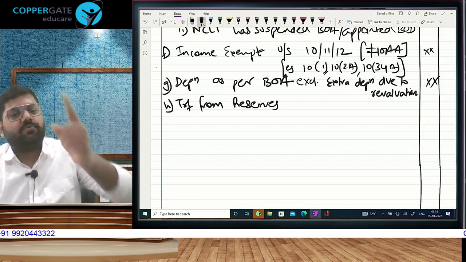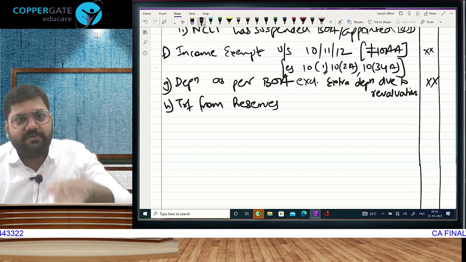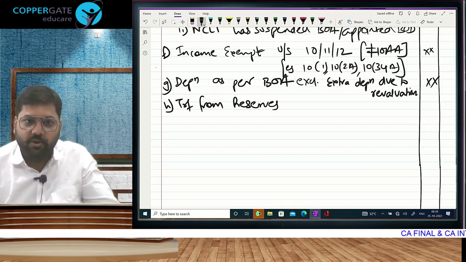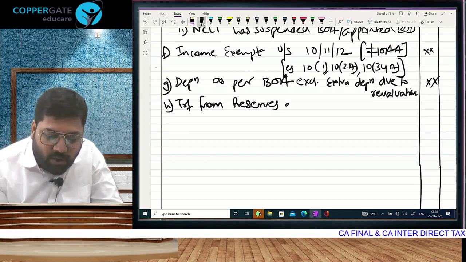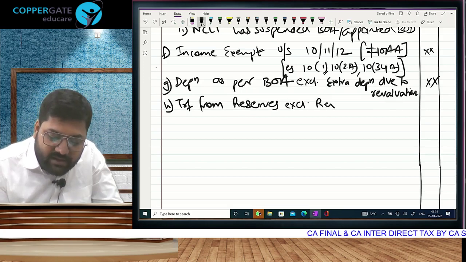Correct? So, transfer to reserve, add. And transfer from reserve, less. No problem? Now, problem will start coming. Transfer from reserve, excluding revaluation reserve.